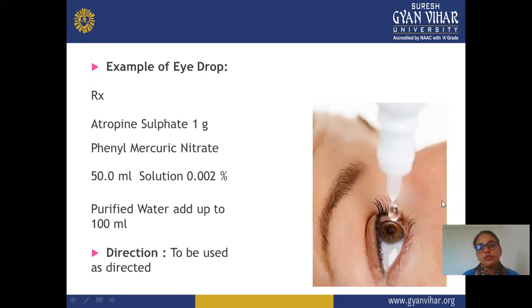The solution is 0.02%, and purified water is up to 100 ml. So the eye drop quantity is 100 ml. You make the volume up to 100 ml, and in this, only 1 gram of atropine sulfate is present in your formulation. Phenyl mercuric nitrate is 50 ml, the other solution is 0.02%, and the remainder is purified water up to 100 ml. The direction is to be directed, meaning you use this eye drop according to the situation or as given on your container.